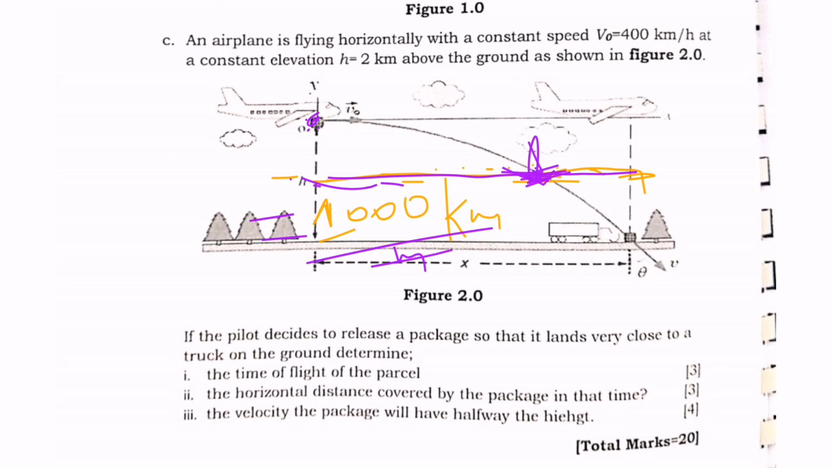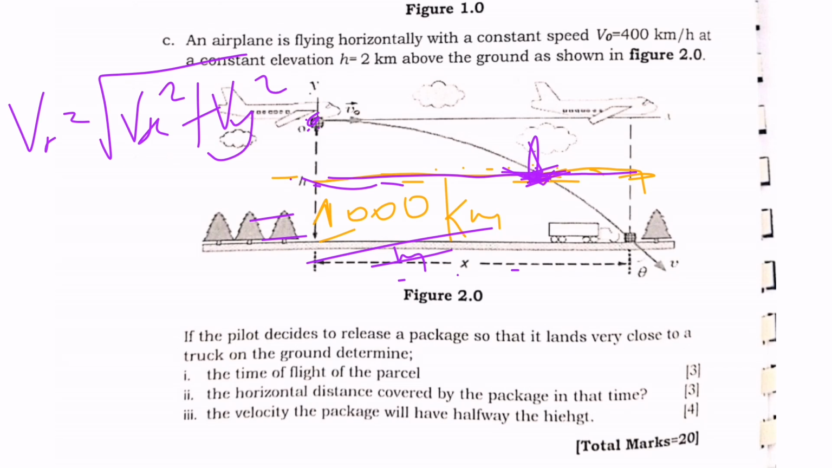I explained that the velocity in y changes, while the velocity in x remains the same. So how do we calculate the velocity of the package at the halfway? The resultant velocity is the square root of Vx squared plus Vy squared. That's what I explained in our first video. Now, we know our Vx, we have calculated it already when we answered the range. It was 111.11, that was our velocity in x. Now, what will be our velocity in y?